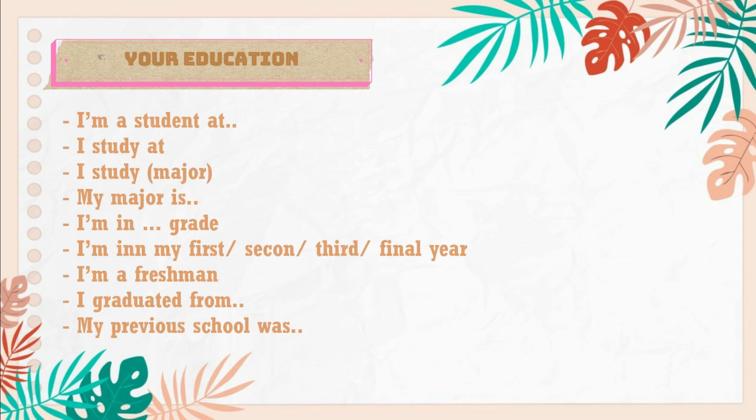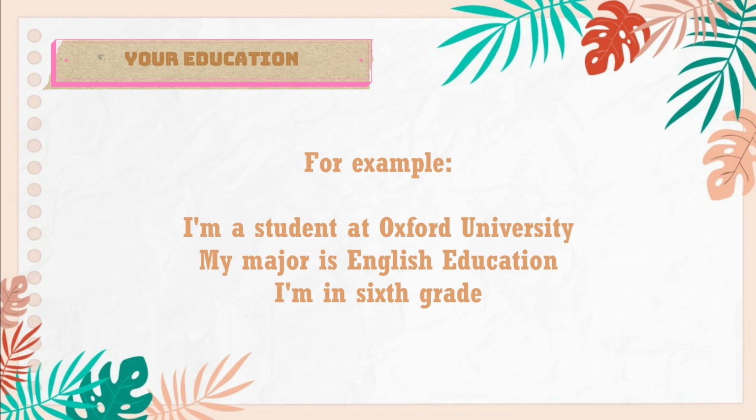I study at. I study major. My major is. I'm in a certain grade. I'm in my first, second, third, final year. I'm a freshman. I graduated from. My previous school was. For example, I'm a student at Oxford University. My major is English education. I'm in 6th grade.